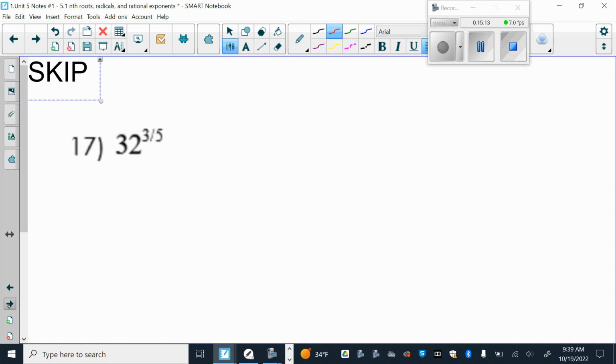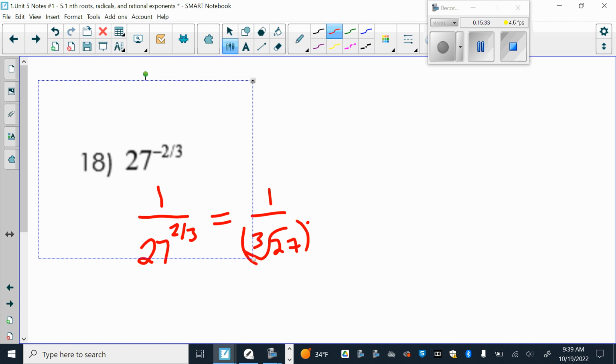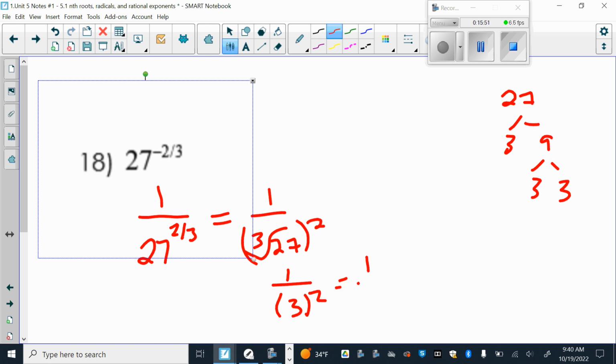And again, we're going to skip 17 for time purposes. And let's finish up with 18. So I have 1 over 27 to the 2/3. So that's really 1 over cubed root of 27 squared. So 27 is 3 times 9, which is 3 times 3. So the cubed root of 27 is just 3, and then 3 squared is 9. So we get 1 over 9.